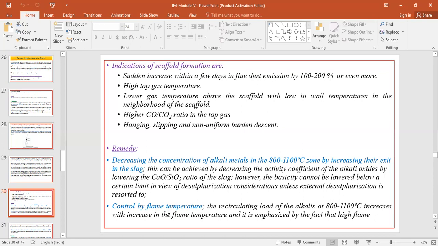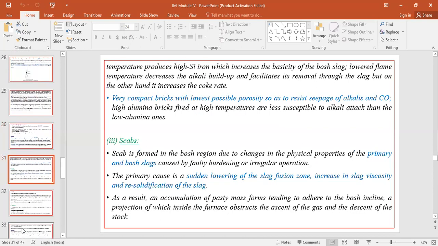The recirculating load of this alkali at 800 to 1100 degrees centigrade increases with increasing flame temperature, and this is emphasized by the fact that a high flame temperature certainly produces high silicon content, which increases the basicity of the slag. So a lowered flame temperature decreases the alkali buildup and facilitates its removal through the slag. But on the other hand, it increases the coke rate. So this alkali vapor formation is a cyclic process inside the blast furnace.